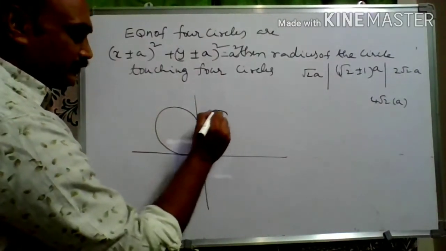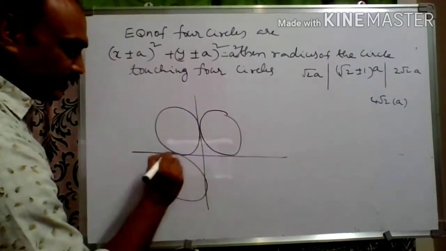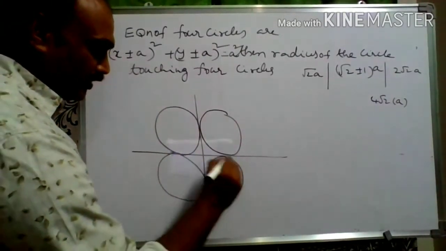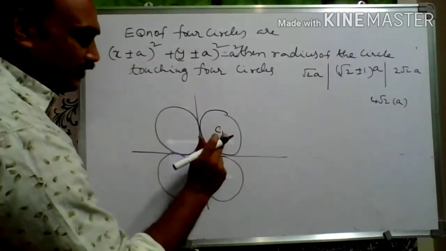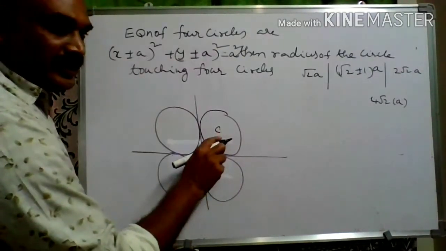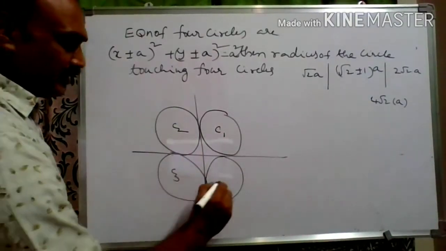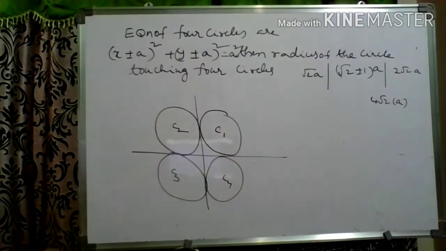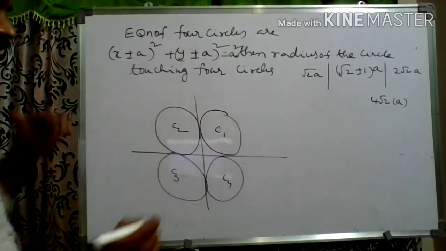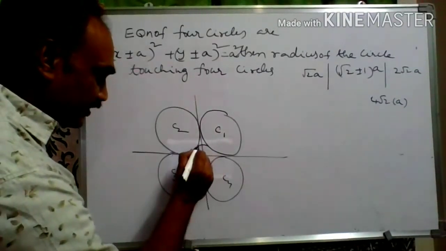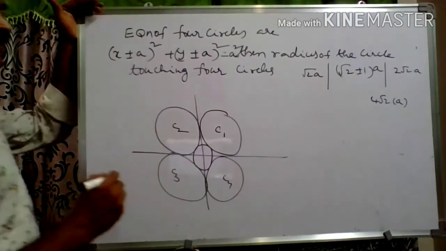This is the second quadrant, first quadrant, third quadrant, fourth quadrant: the four circles. C1 has center a comma a and radius a. Students, C1, C2, C3, C4. Here the circle touches the four circles, one is an incircle and another is an excircle. This is the circle equation. Now calculate the radius of the circle.